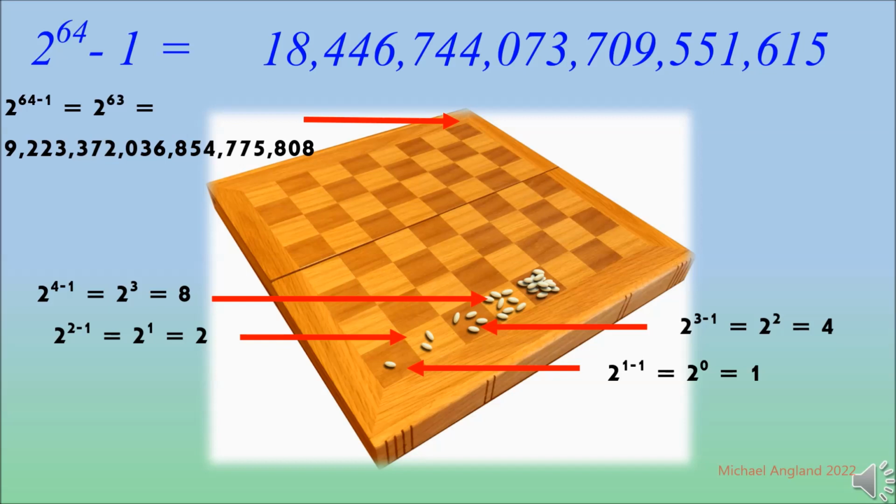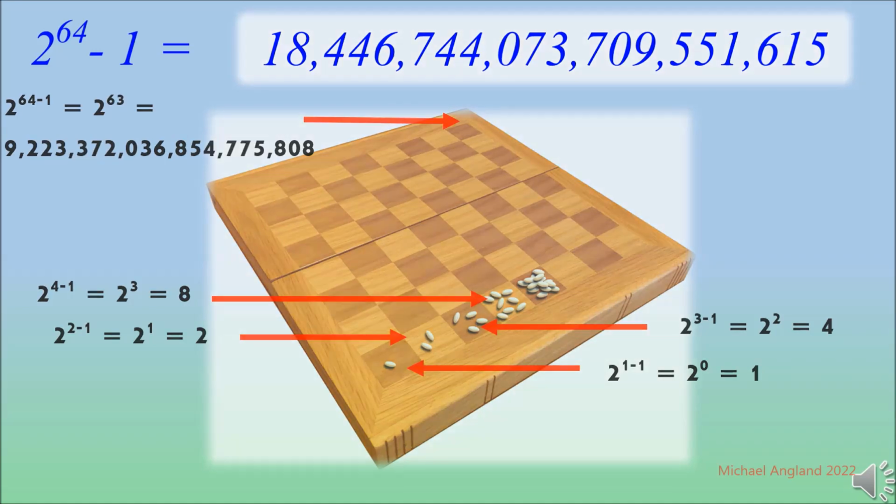To work out how many grains there are in total on all squares of the chessboard, all we need to do is double that number and then subtract 1. So that means we're looking at 2 to the power of 64, and then from that we subtract 1. And that is the number at the top of the screen.